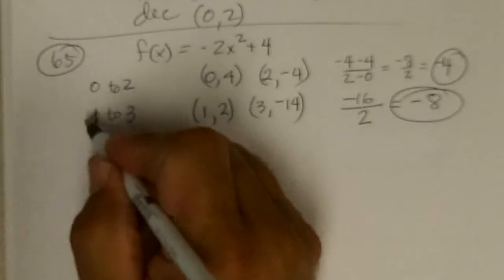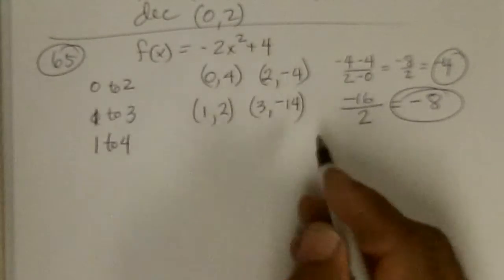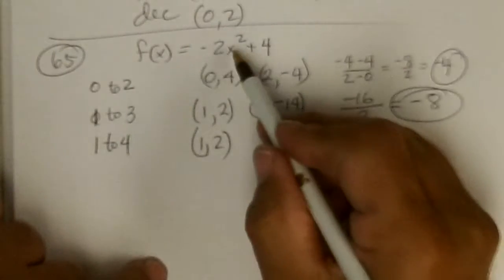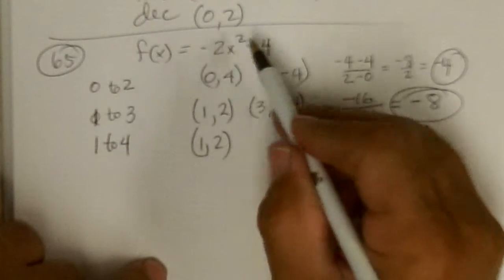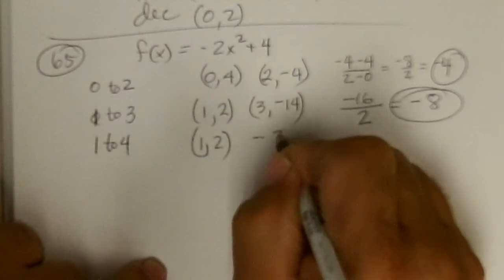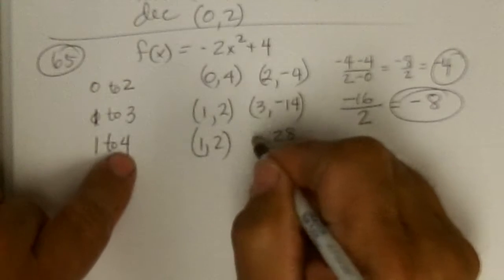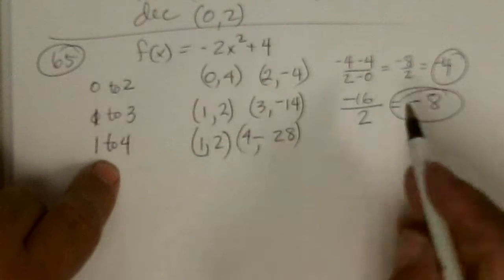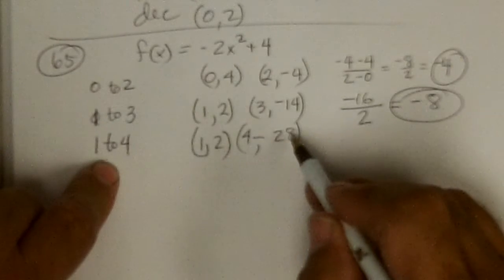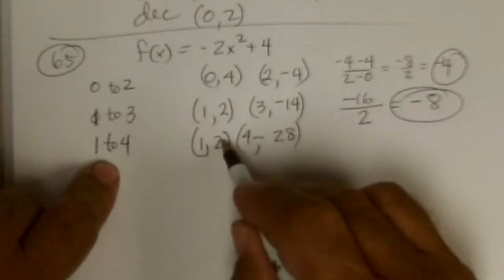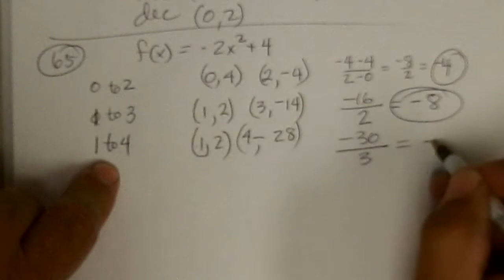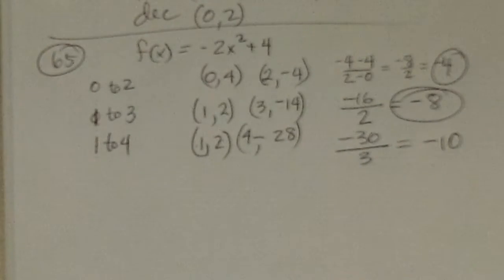And finally from 1 to 4. We know when we put in 1, we get 2. When we put in 4, 16 times negative 2 is minus 32 plus 4, which is minus 28. So from that point in the function to that point, the average rate of change, the slope, is minus 28 minus 2, which is minus 30, over 4 minus 1, 3, which is negative 10. So this thing is getting steeper and steeper as we look out.